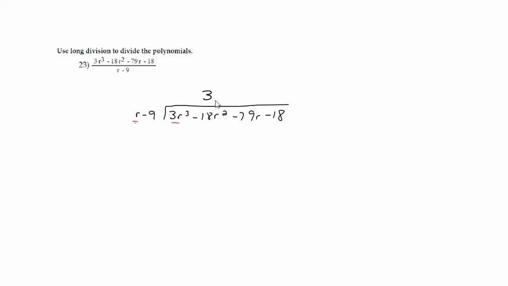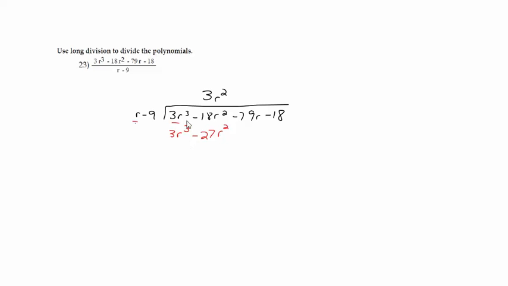So I'm going to write that up here above the other r squared term. And like regular long division now, I'm going to take what I wrote up here, 3r squared, and multiply it by whatever I'm dividing by, the r minus 9. So I'm going to do 3r squared times r minus 9, and write it under here. So 3r squared times r is 3r cubed. And 3r squared times negative 9 is minus 27r squared.